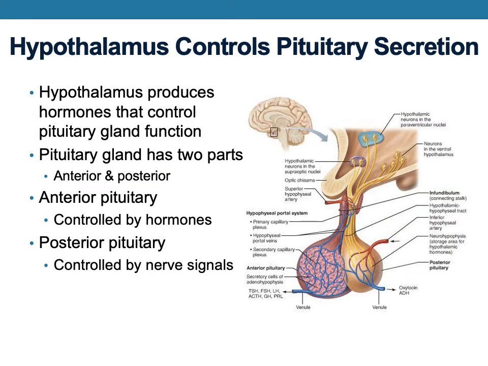The hypothalamus produces hormones that control pituitary gland function. Before we get into how the hypothalamus controls the pituitary gland, let me briefly describe its basic anatomy. The pituitary gland is made up of two separate lobes, the anterior lobe and the posterior lobe. The anterior lobe, often referred to as the anterior pituitary, is controlled by hormones produced by the hypothalamus. The posterior lobe, or posterior pituitary, is controlled by nerve signals from the hypothalamus.